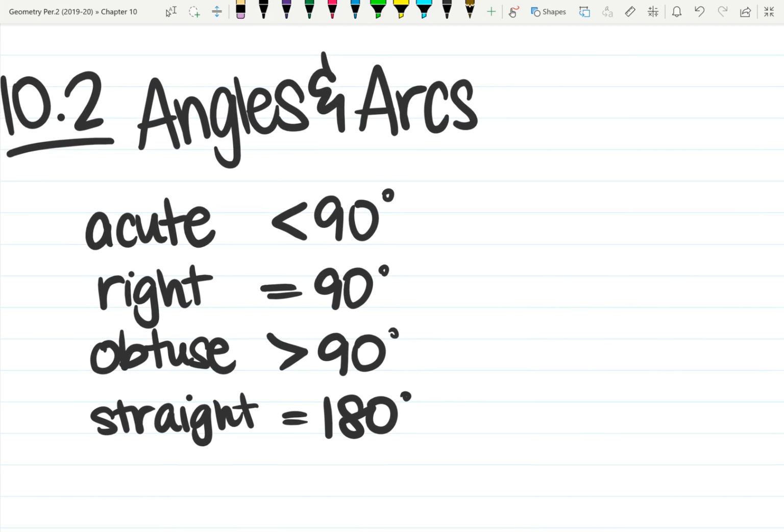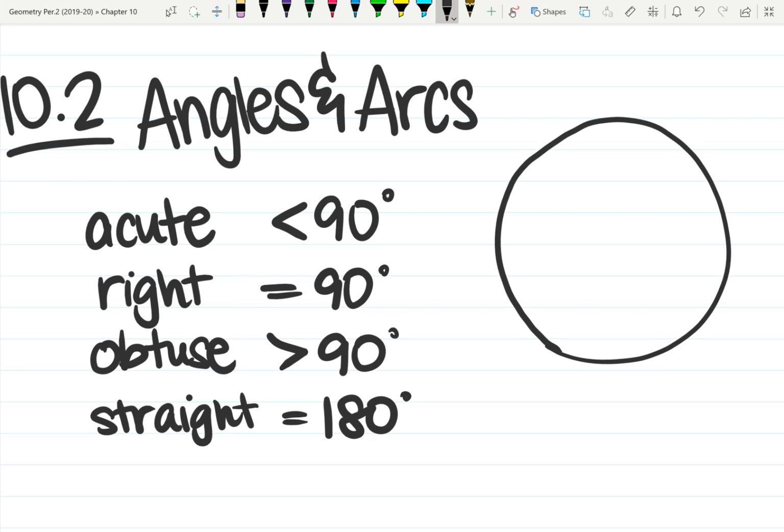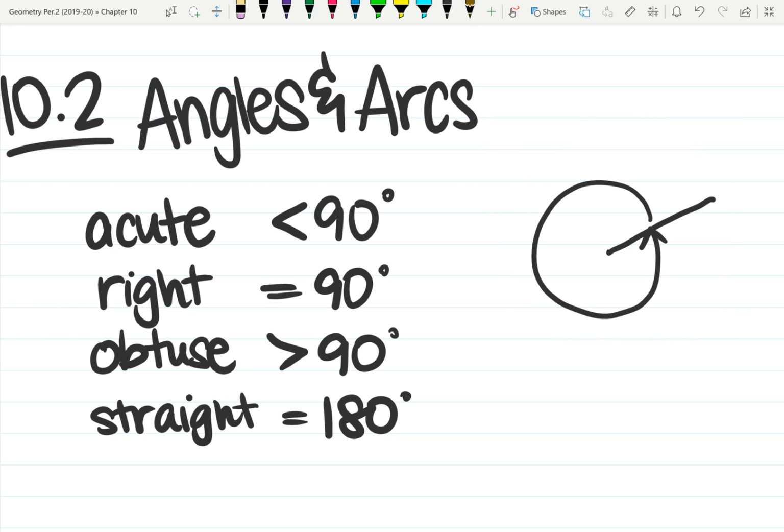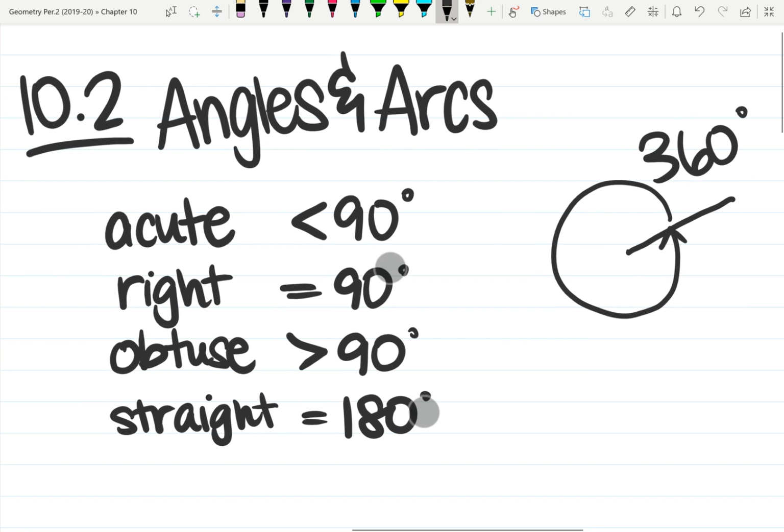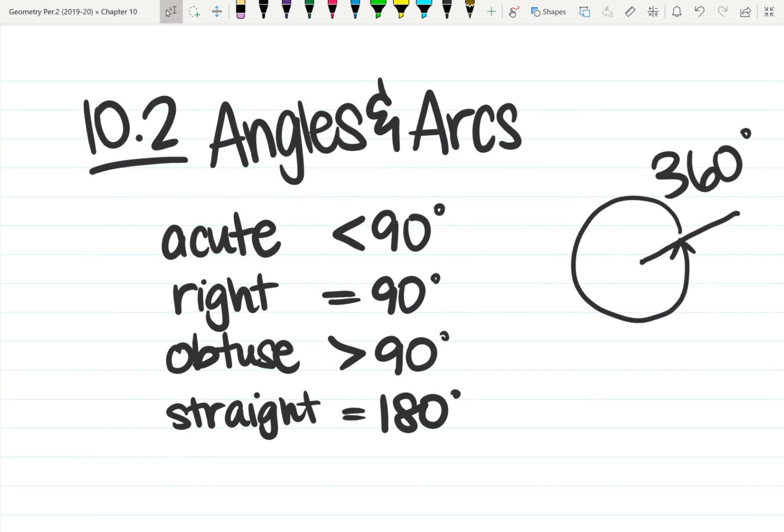Another thing that I want to point out to you guys is, since we've got angles that are 90 degrees, less than 90 degrees, greater than, we even have straight angles that are 180 degrees. How many degrees do you think would be an angle that started here and came all the way around and ended in the same spot, that went full circle? How many degrees would a full circle contain? 360 degrees, right? So a full circle would be 360 degrees. So keep that in mind as we're going to be talking about some vocabulary here.